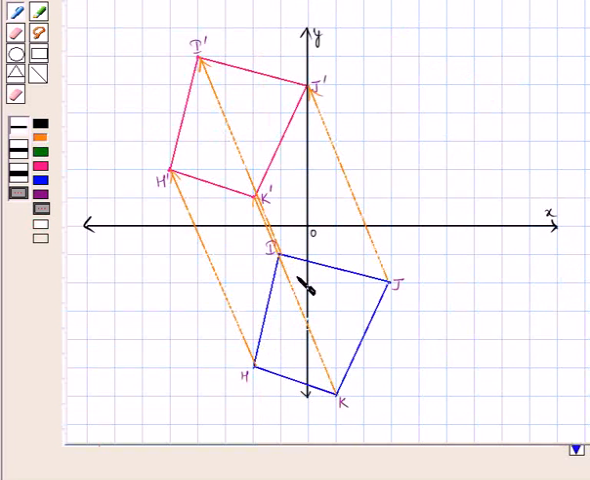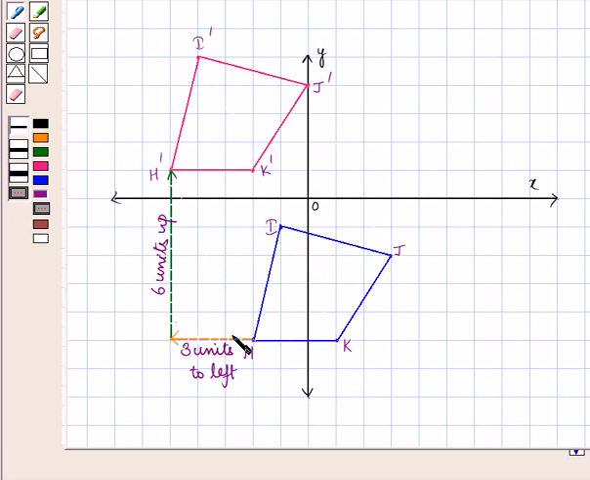And here the quadrilateral HIJK has transformed to the quadrilateral H dash I dash J dash K dash, where the point H has moved to H dash, point I has moved to I dash, point K has moved to K dash, and point J has moved to J dash. Now here, the point H has moved to H dash, moving 3 units to the left and then 6 units up, as here each block is representing 1 unit. Similarly, I has moved to I dash, moving 3 units to the left and 6 units up. And in the same way, J and K have moved 3 units left and 6 units up.